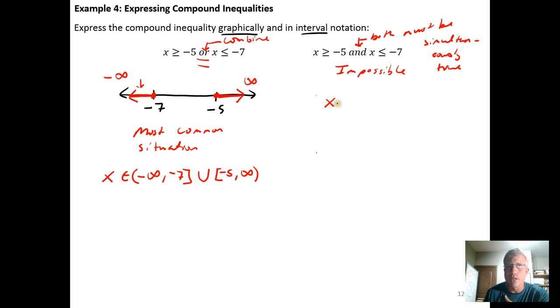In interval notation, I would just say x is an element of the empty set. And this is the set that contains nothing, which says there are no solutions for x, or x is the empty set, another way to represent the fact that there is no way to be both of those things simultaneously.